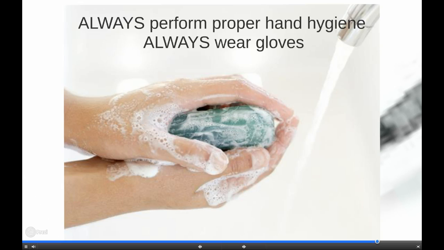In summary, good hand hygiene is a must. Always perform proper hand hygiene prior to providing patient care. Hand hygiene should always be performed before and after any encounter with a patient. Always wear gloves during any procedure that involves potential exposure to blood or body fluids. Do not wear the same pair of gloves with more than one patient.